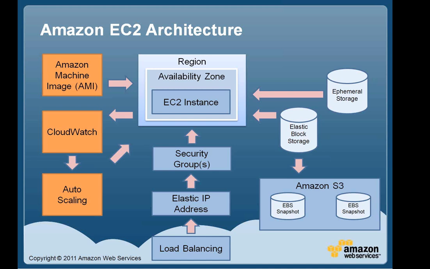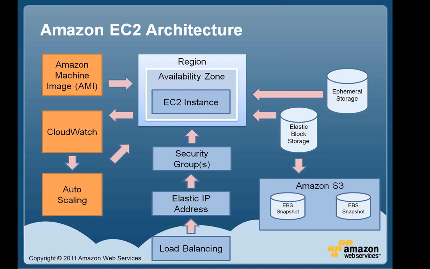Use EBS to create snapshots, which are point-in-time backups. You create those snapshots. They're stored with high durability in Amazon S3. You can later use those snapshots to recreate the volume contents in the same availability zone or in a different availability zone in the same region.